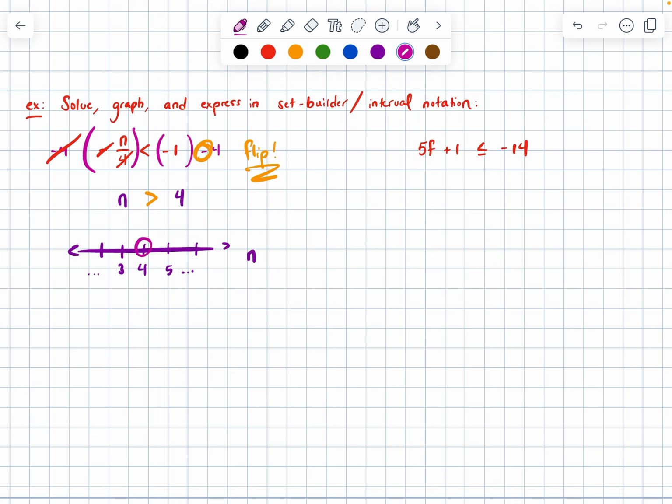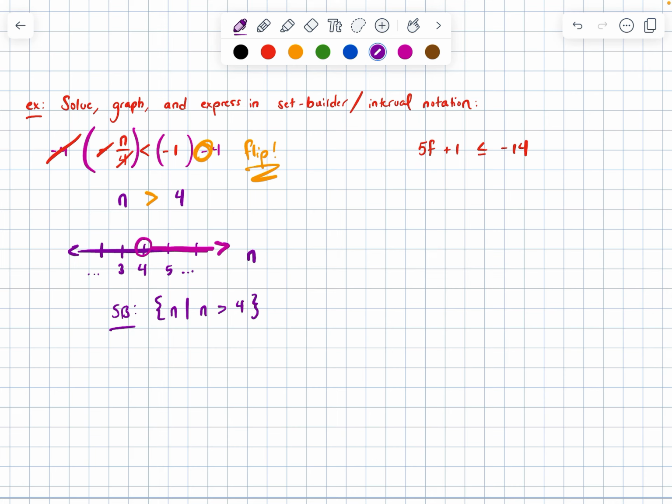N is greater than 4, strictly greater than, so is 4 in or out of the solution set? Very good, invisible person. It is not included in my solution set, so it gets an open circle. N needs to be greater than 4, so once again, like above, I'm going off to the right.